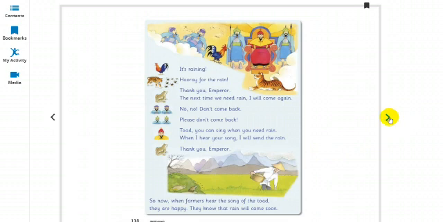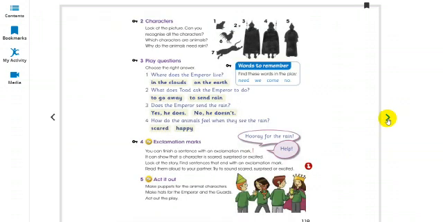So now let's move to page number 119. Look at the picture. Can you recognize all the characters? Which characters are animals? Why do the animals need rain? So, we are now going to look at these pictures and identify the characters. So here the first one is a toad.